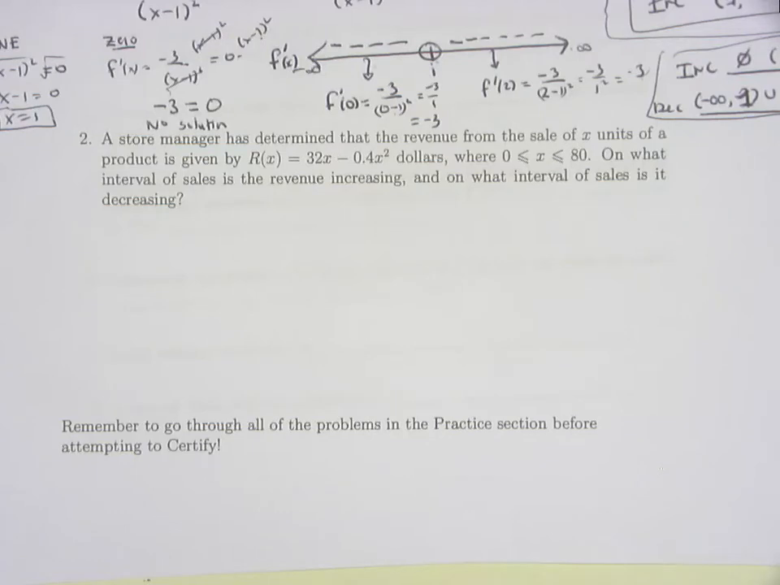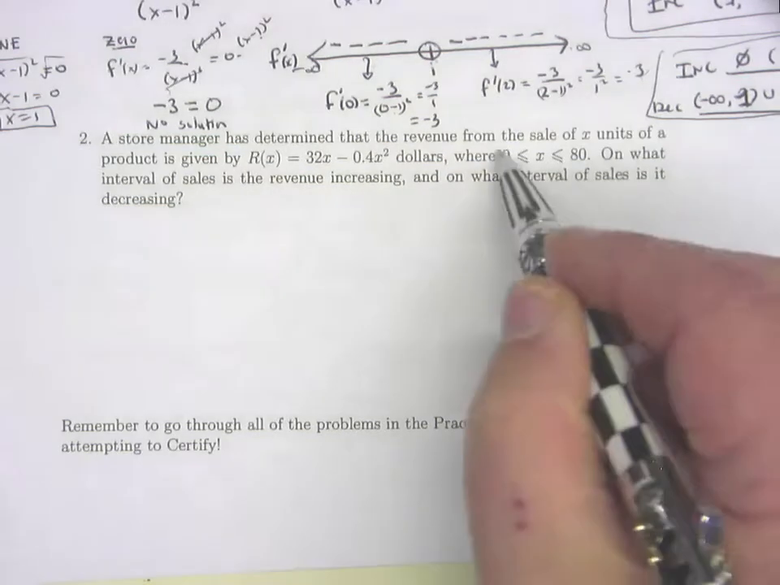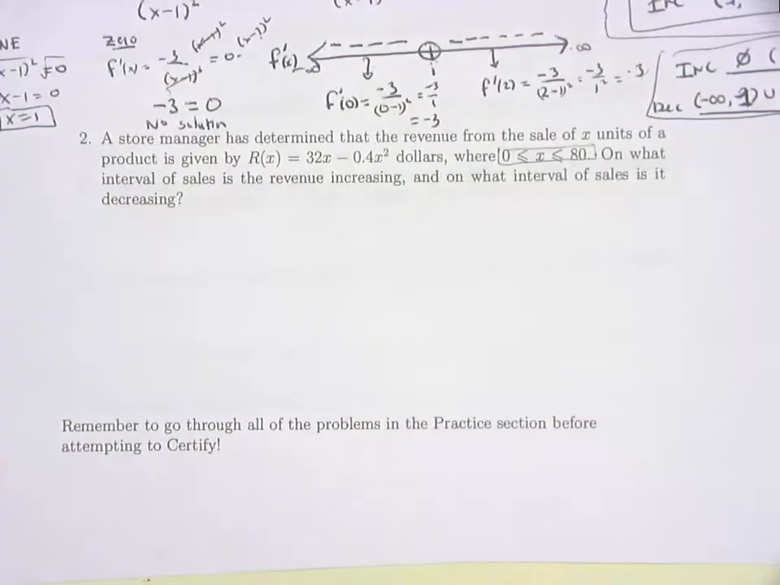Okay, same idea. We want intervals of increase and decrease. But this is something special. They gave me an interval between 0 and 80. All I care about is between 0 and 80. I don't have to go from negative infinity to infinity. So remember that in terms of your answer. Other than that, I'm going to do the same thing.